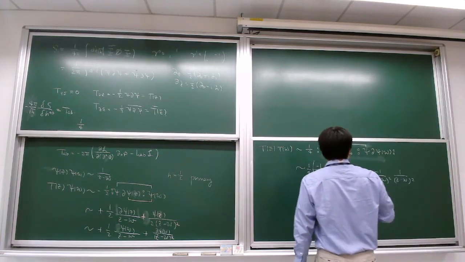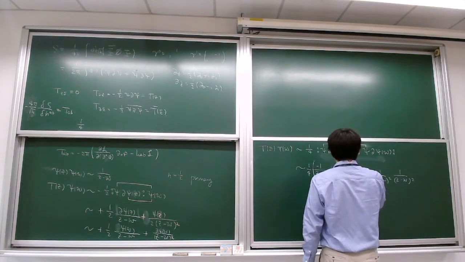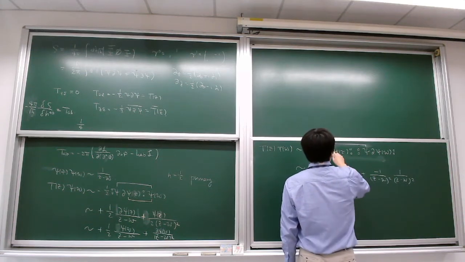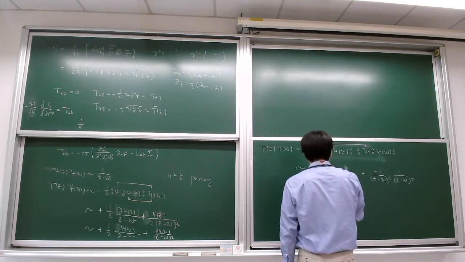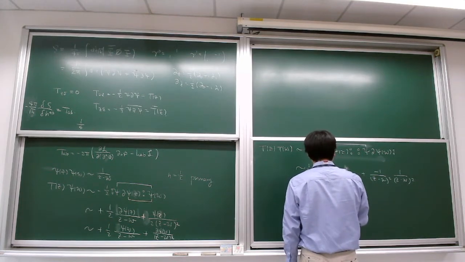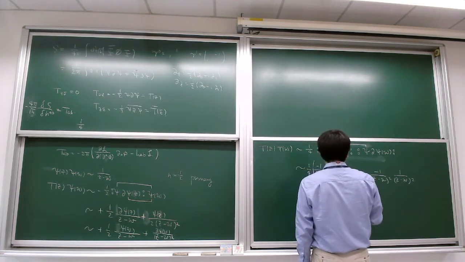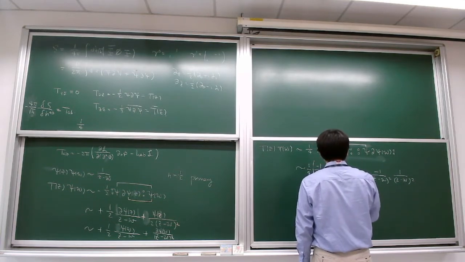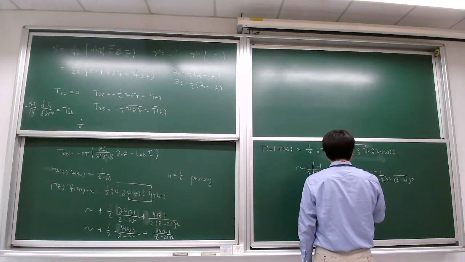To be honest, I wish you guys could do that by yourself. Then you need a minus sign because you bring this one to here. You get minus 1/(z minus w), and then what you have is the denominator, psi z and psi. Okay.